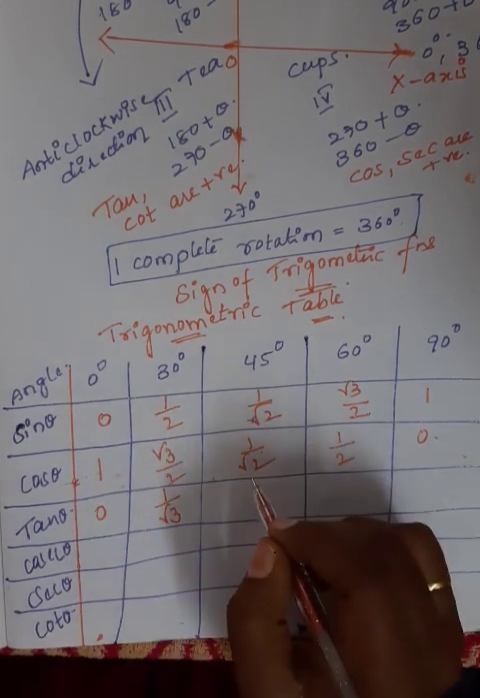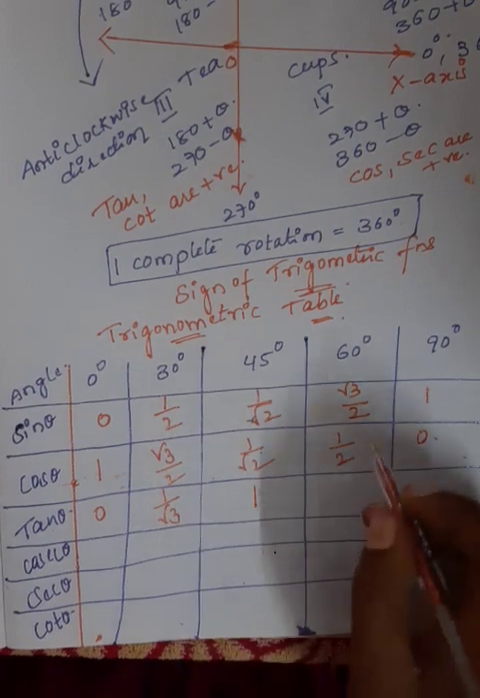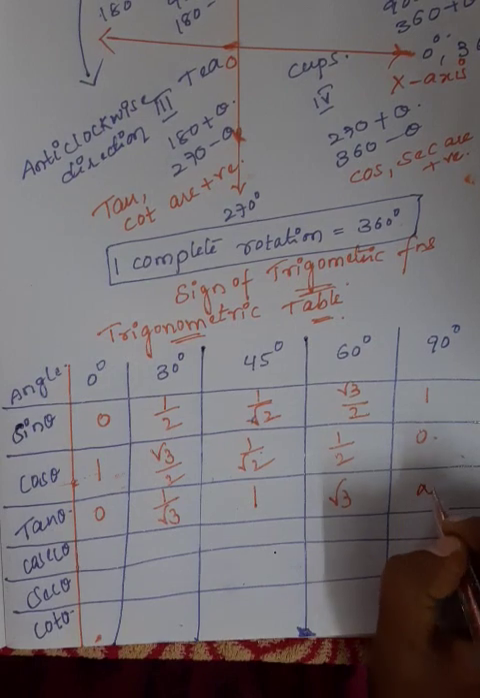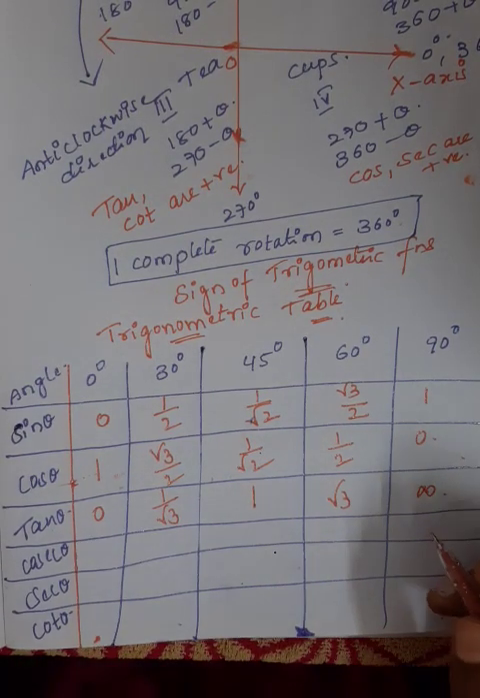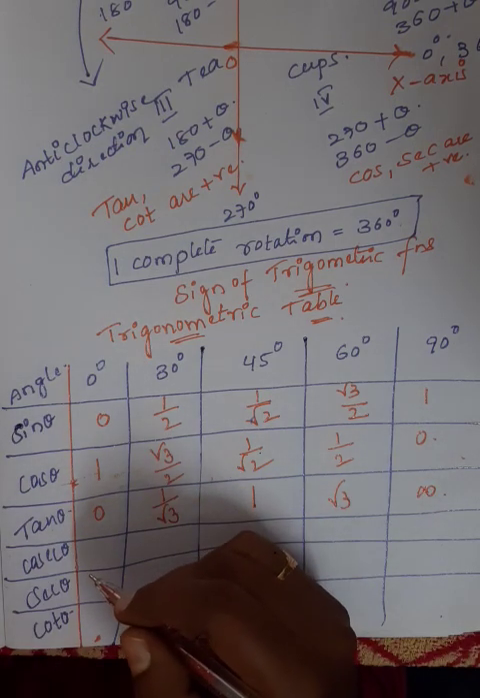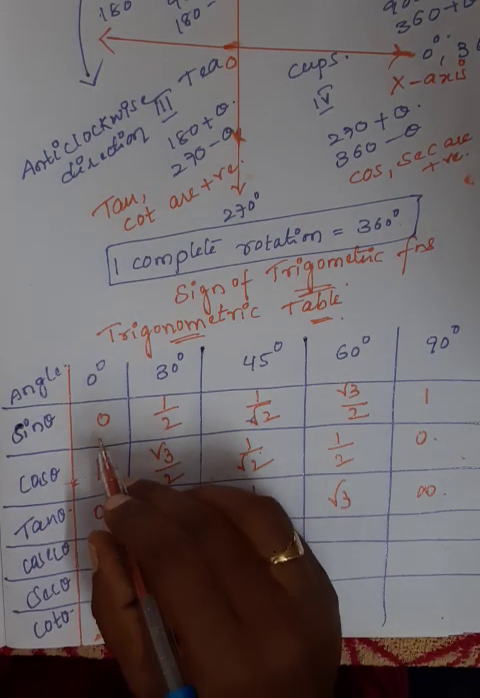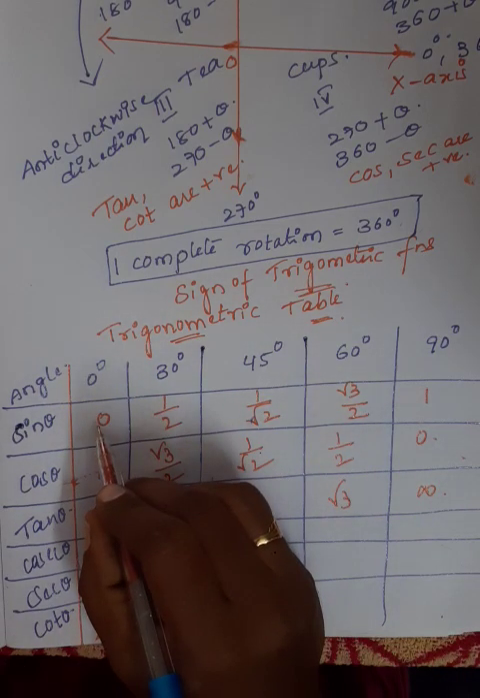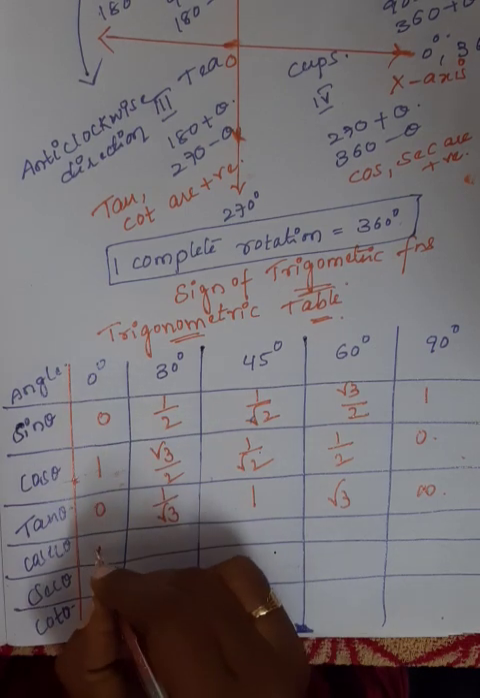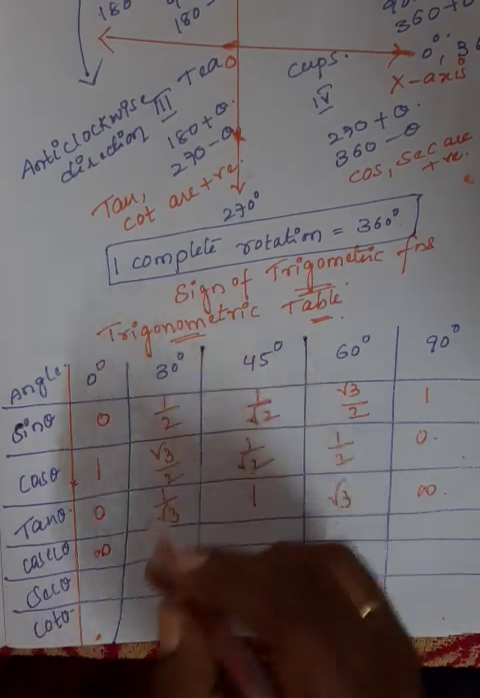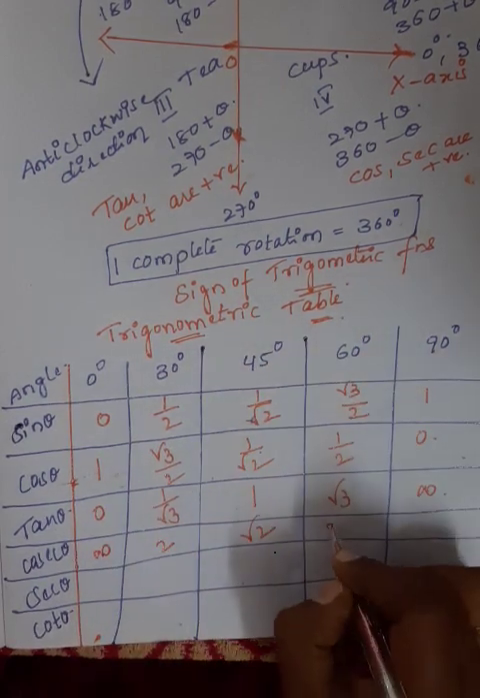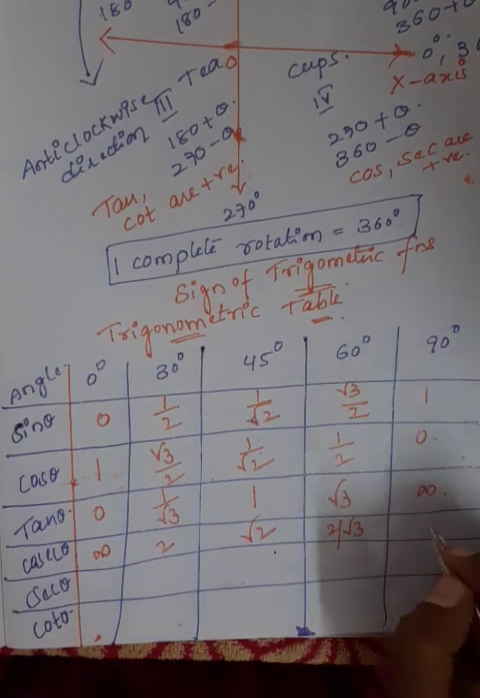Next, 1/√2 divided by 1/√2 is 1. √3/2 divided by 1/2 is √3. 1/0 is infinity. Then cosec theta is reciprocal of sin theta. So write the reversed values of sin here in these lines: 1/0 is infinity, 2/1 is 2, √2/1 is √2, 2/√3 is 2/√3, 1 by 1 is 1.